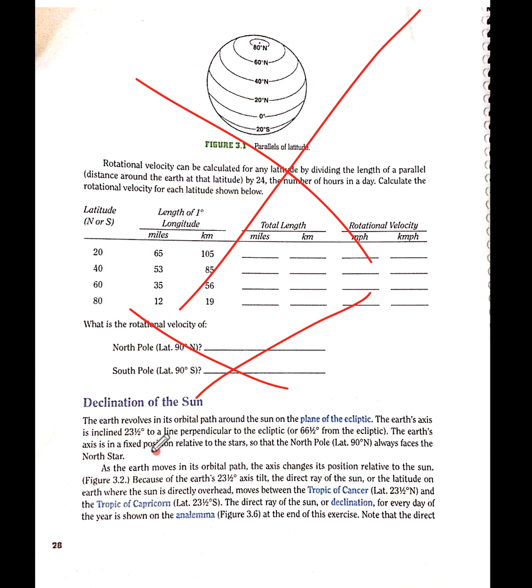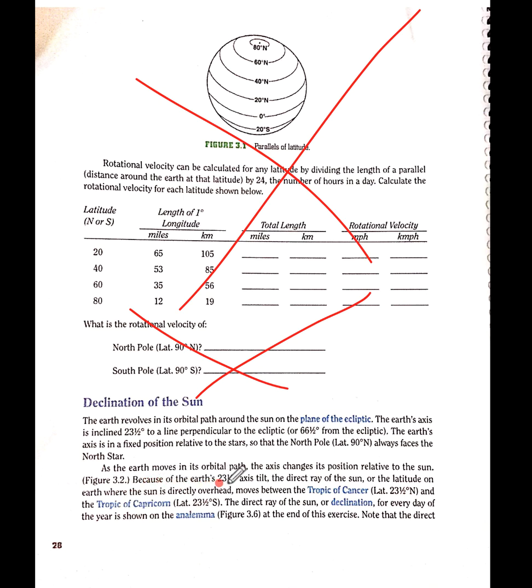So the Earth's axis is in a fixed position relative to the star, so that the North Pole, which is 90 degrees, always faces the North Star. As the Earth moves in its orbital path, the axis changes its position relative to the Sun, which you can see on page 29 at the top on figure 3.2. It's also in your PowerPoint. You'll see an illustration of this. You can also look up a YouTube video.